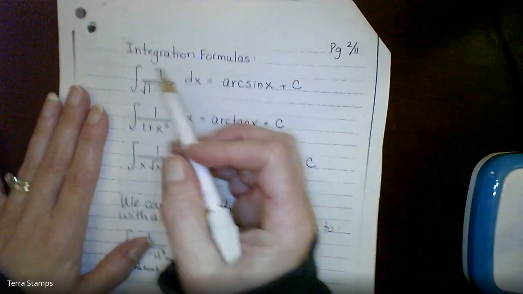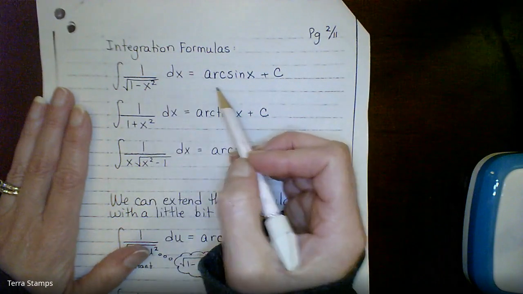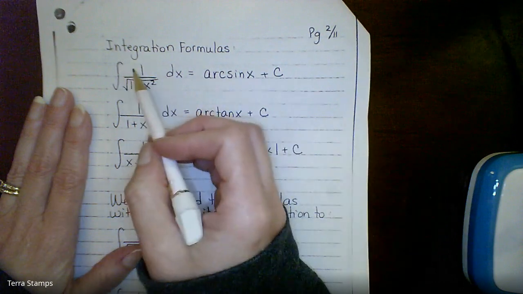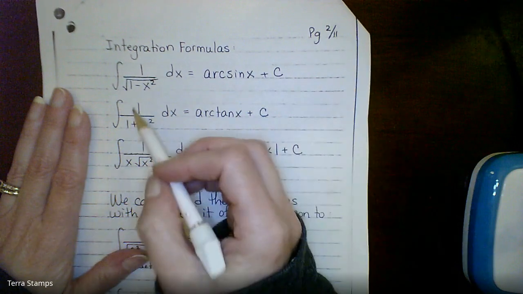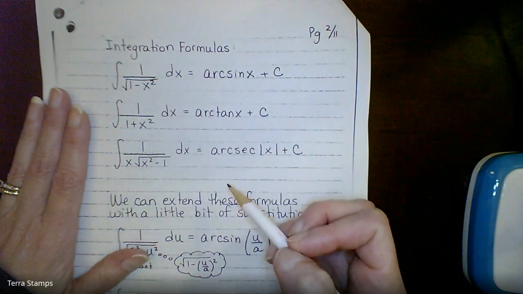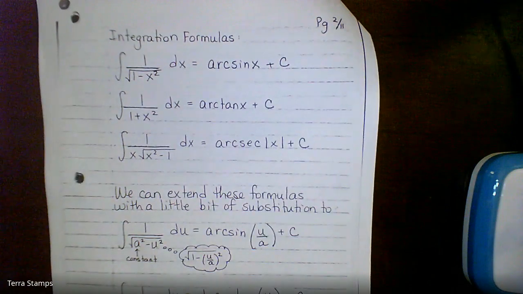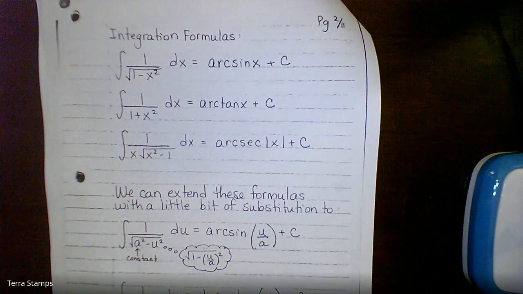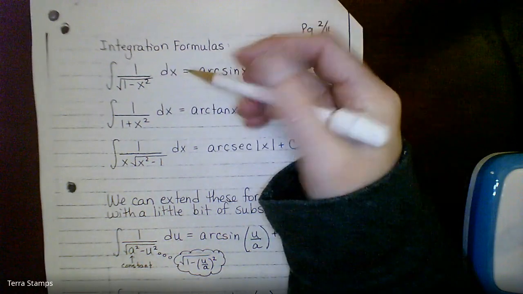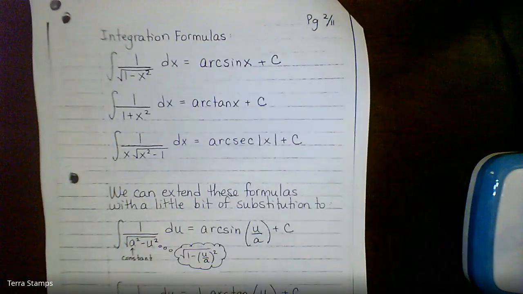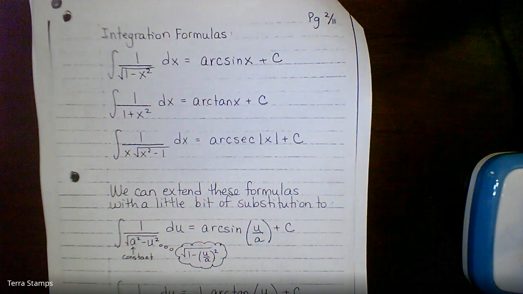So we have 1 over the square root of 1 minus x squared dx, which is arcsine x plus c. If there happened to be a negative, then we would just have negative arcsine x plus c. 1 over 1 plus x squared is arctangent. And then 1 over x times the square root of x squared minus 1 is the arcsecant of the absolute value of x.